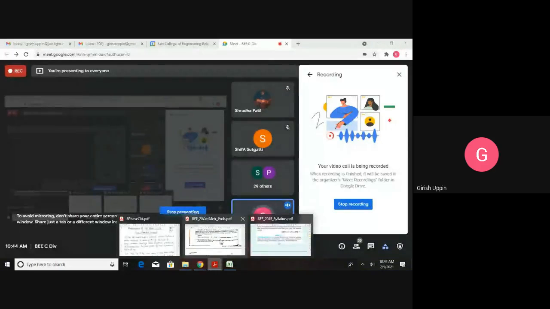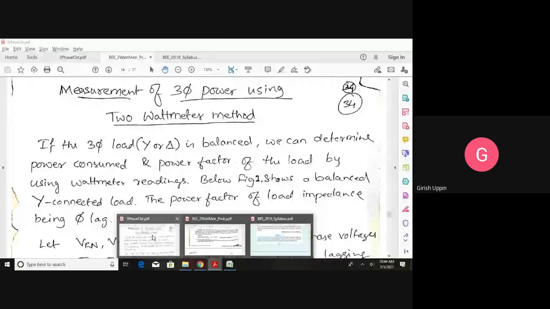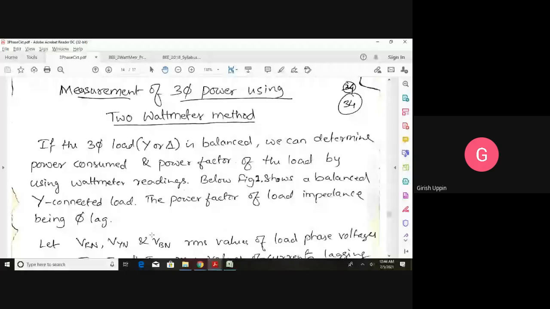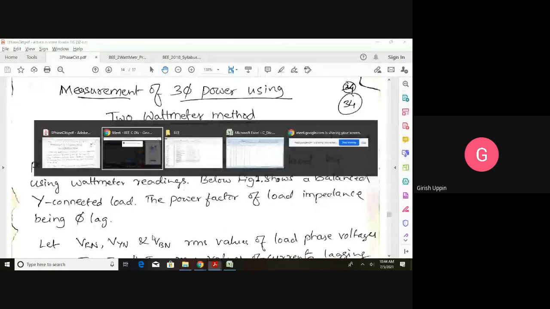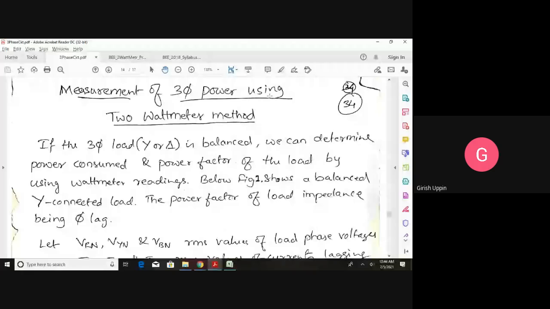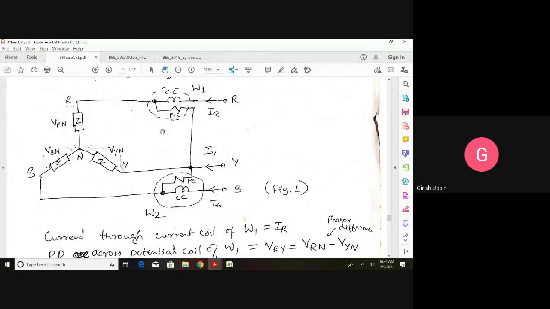In today's session, we will look into the problems based on the three-phase power measurement using the two wattmeter method. We will briefly go over what the two wattmeter method is to measure the three-phase power. In this method, we are going to use only two wattmeters, and the sum of those two wattmeters' readings will be nothing but the three-phase power. So we proved it, W1 plus W2, we get it as root 3 VL IL into cos phi, which is nothing but the three-phase power.